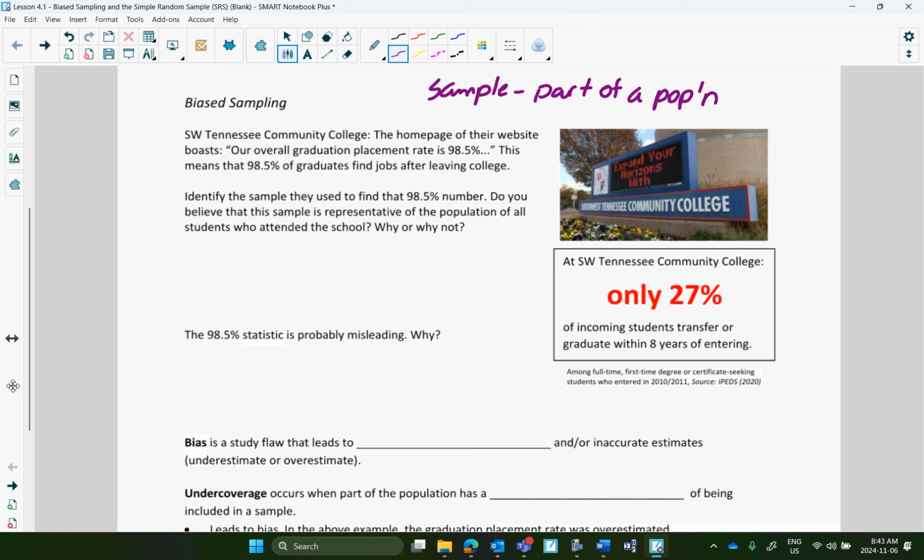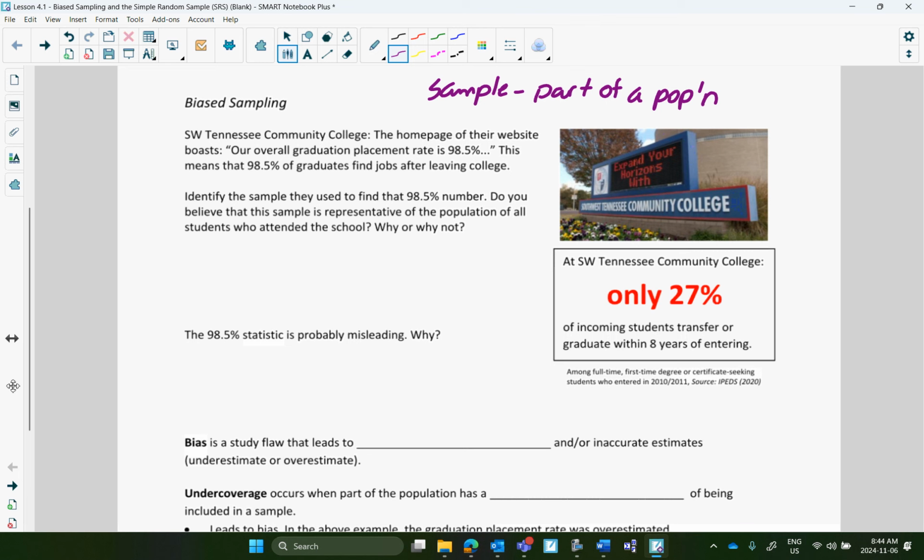What's that? I heard community college. Just graduates? What about students that didn't graduate but attended the school? So, I mean, you're right. You could possibly say of graduates, okay? But maybe to get a better representation, we would want to look at all students. Like, what about the students who didn't graduate? Did they find jobs? Wouldn't we want to know that too?